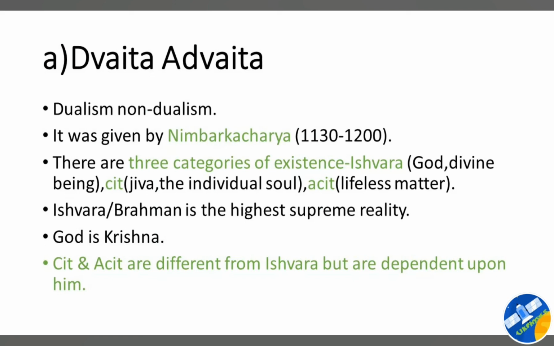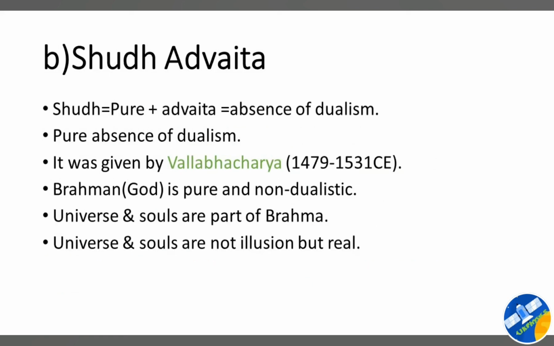Chit and Achit are different from Ishvara, mainly because they have attributes and capacities which are different from Ishvara. But at the same time, Chit and Achit are also not different from Ishvara because they cannot exist independently and are dependent upon him. Now let us look at the second sub-branch, that is Shuddh Advait.